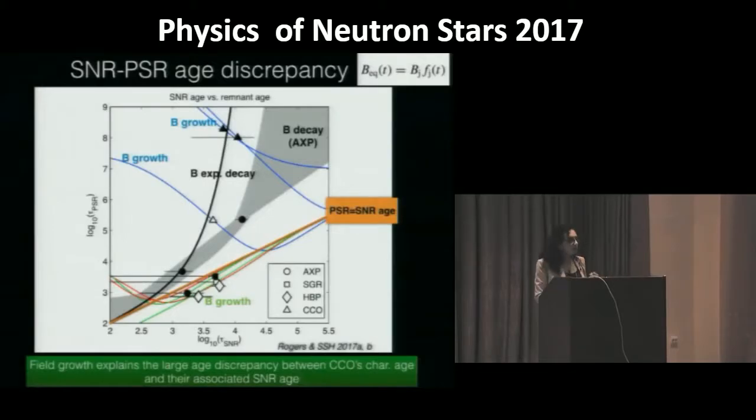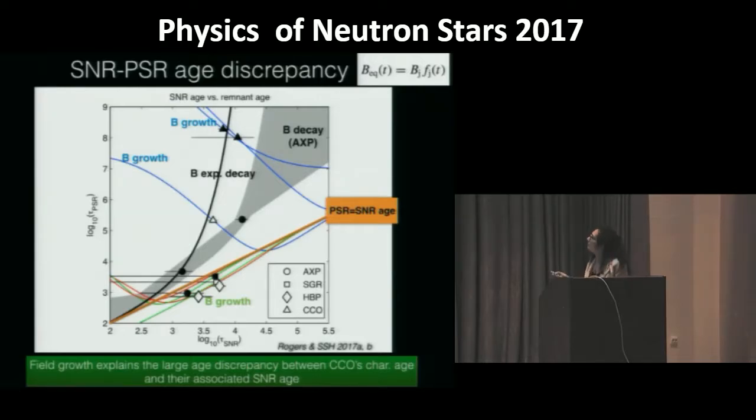the solutions to the field evolution in that sample, very limited sample I described. What you're seeing here is the characteristic age of the pulsar as a function of the age of the SNR. And this gray area describes the joint fit to the anomalous X-ray pulsars using the magnetic field decay. The blue curves correspond to solutions for the three CCOs using magnetic field growth. And the late time evolution of this characteristic age in the case of the three CCOs actually explains the huge age discrepancy with their associated SNRs.